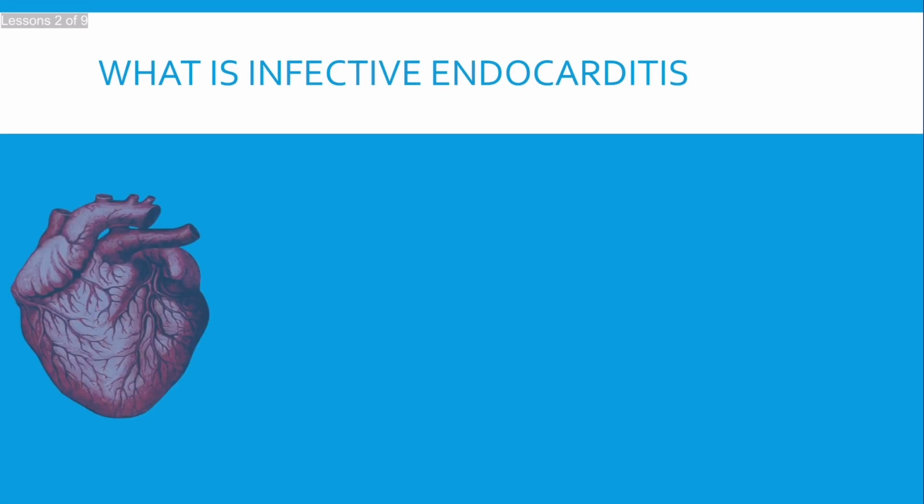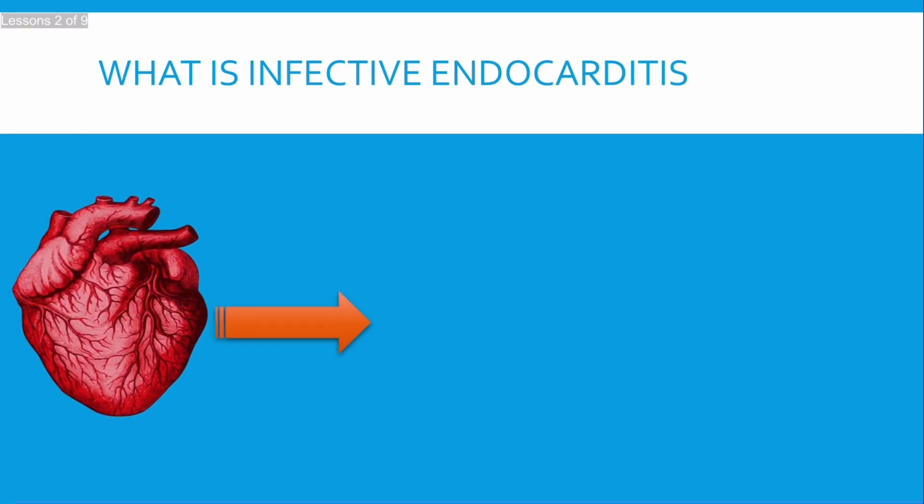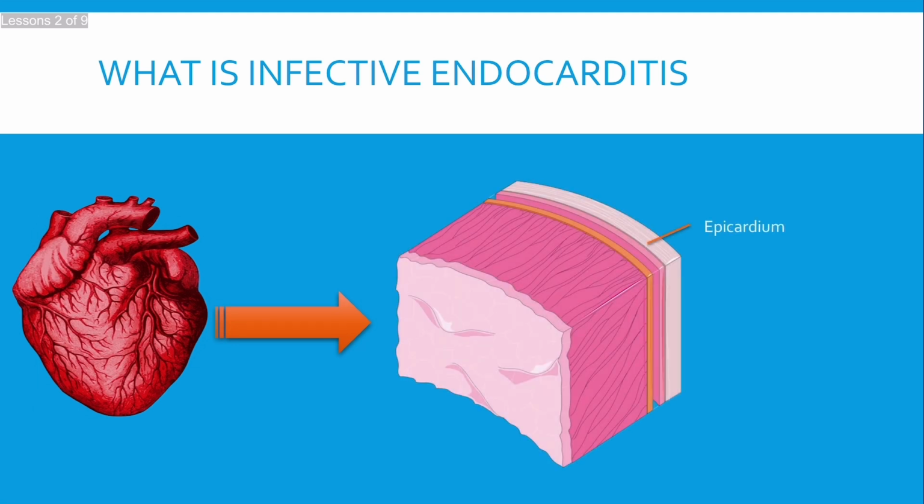We will begin by looking at the three main layers of the heart. The heart contains the epicardium, which is the outermost layer and serves as a protective layer and is part of the pericardium surrounding the heart, providing lubrication to reduce friction during contractions.